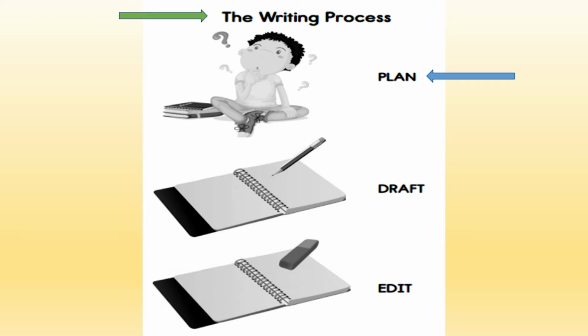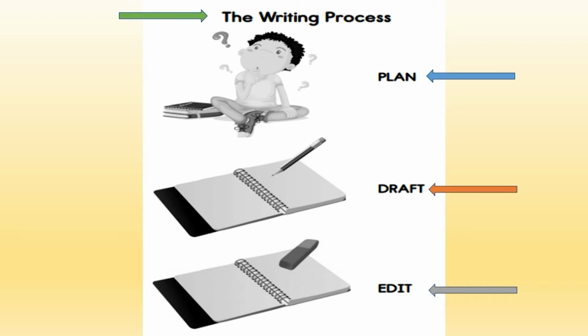The next step, great job, it's a draft. When we write a draft, we take all the ideas from our plan and we put them on paper in complete sentences. Basically, we're writing our story, but we know that we're going to have to come back to that later on because there might be some things that we want to fix. And the last step is, I heard you say it. That's right. That's where we edit our draft.